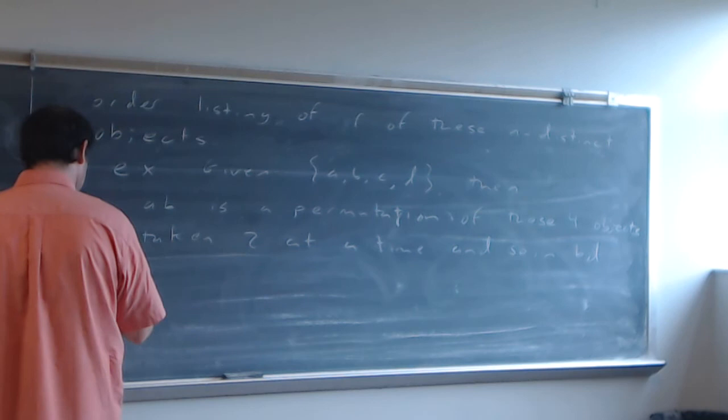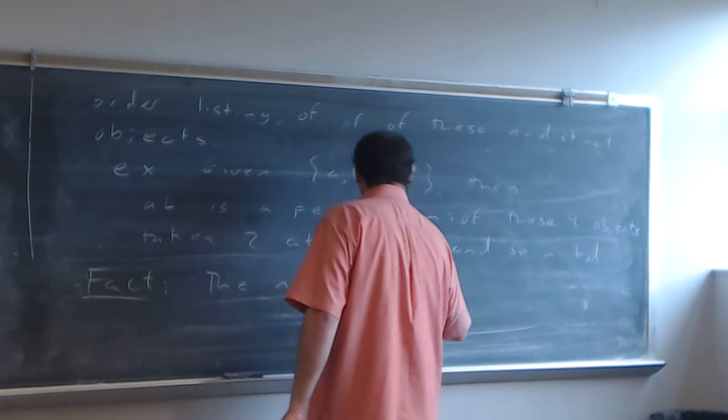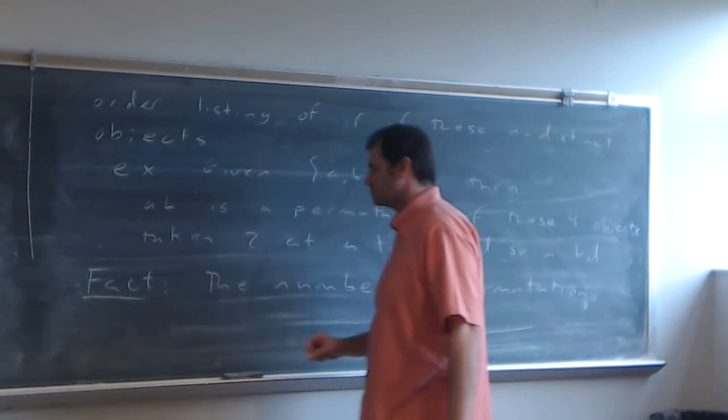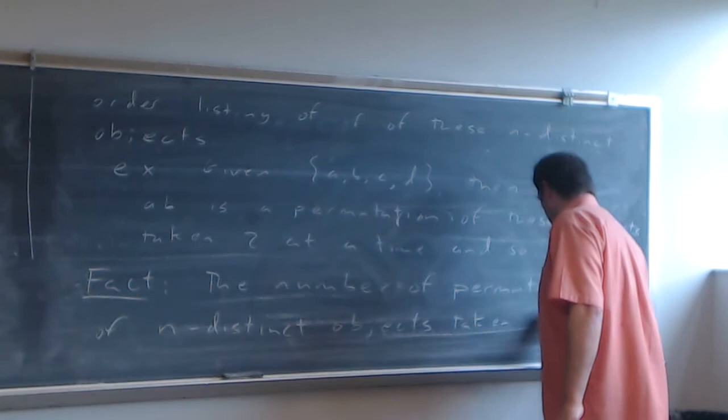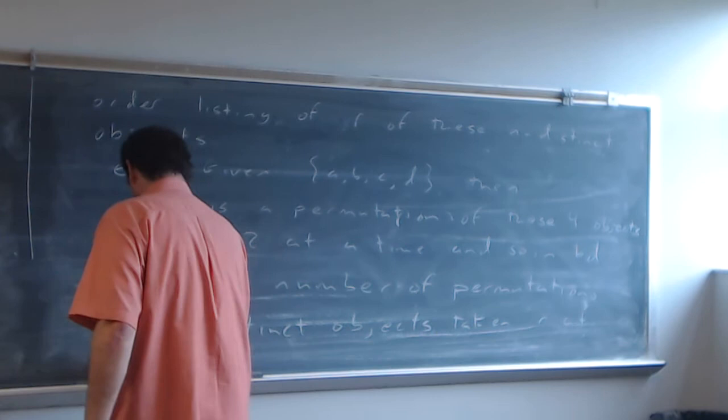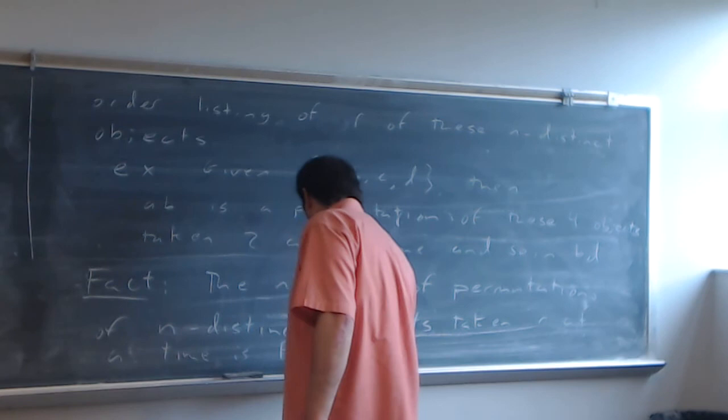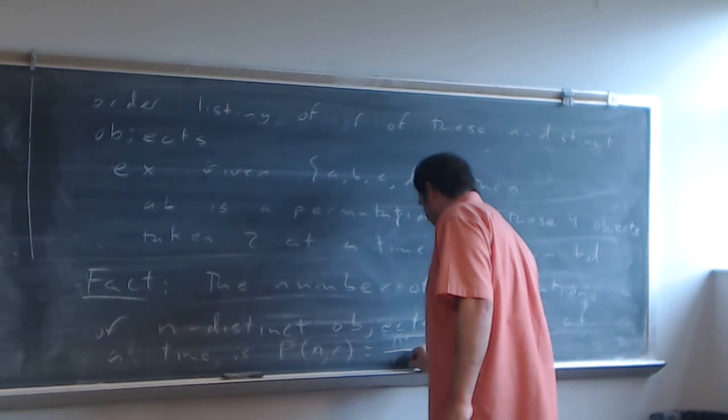So the number of permutations of N distinct objects taken R at a time is, well, it's denoted by P of N comma R, and it's equal to N factorial over N minus R factorial, and that's equal to N.